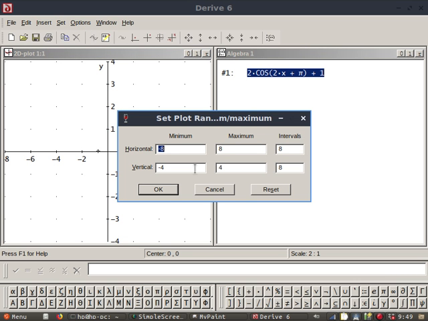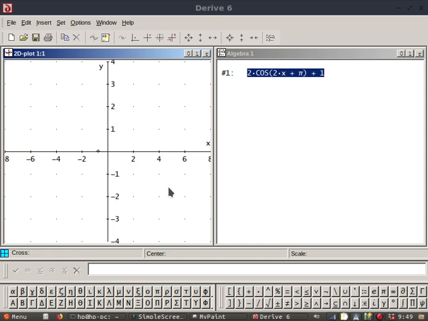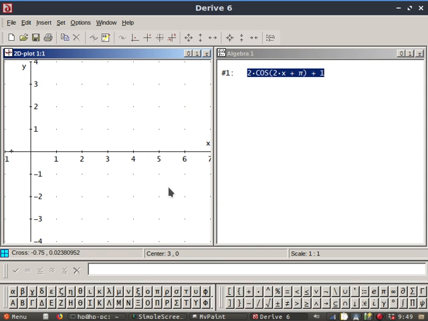We want the graph to start at 0, roughly. So I'll just say start at -1 and finish at 2π, which is about 6.28. So I'll just say 7 here. Okay, so I'll draw the graph here.